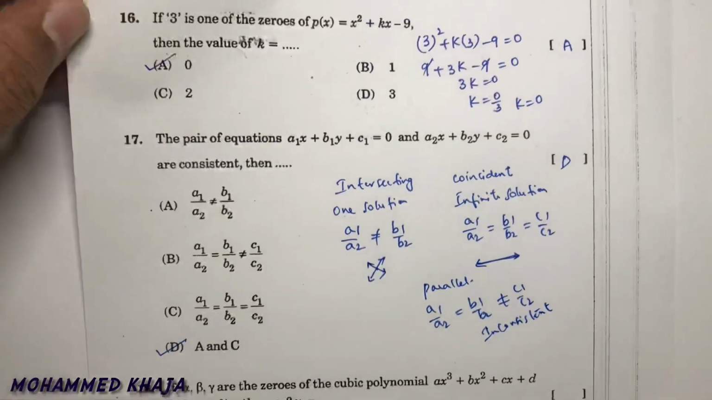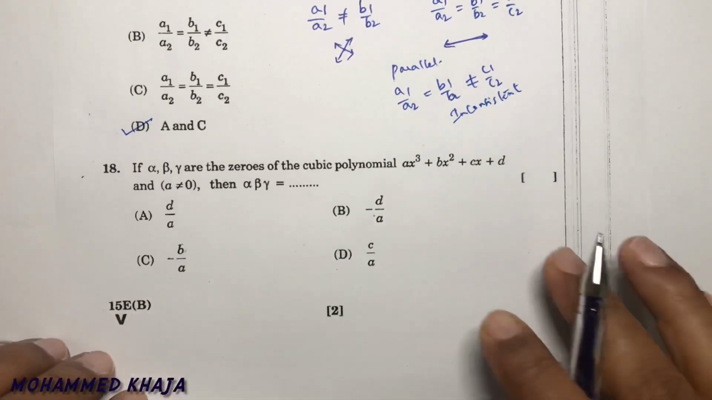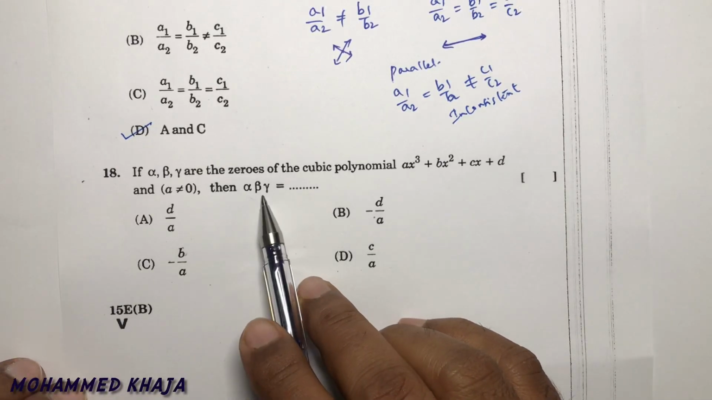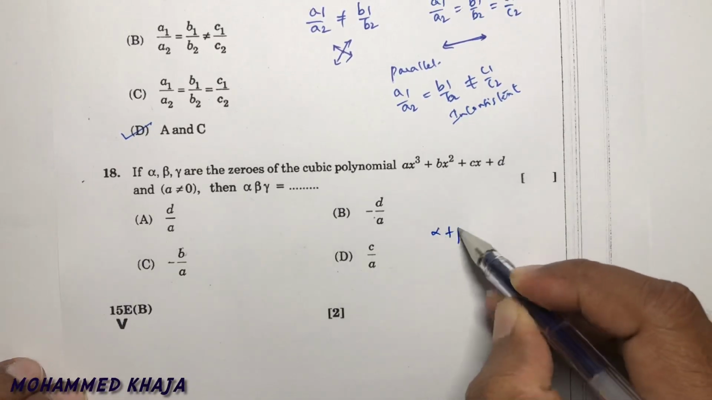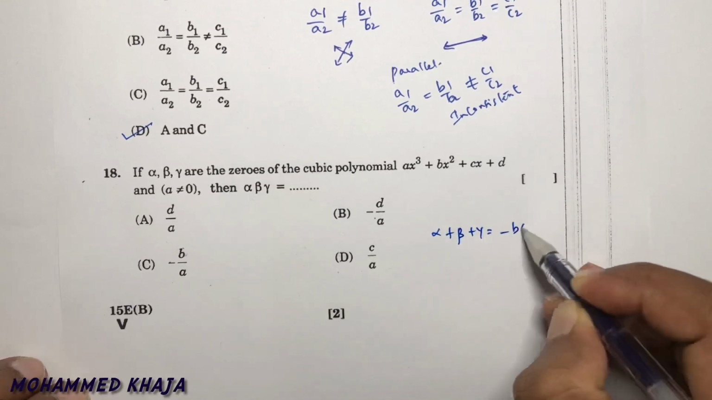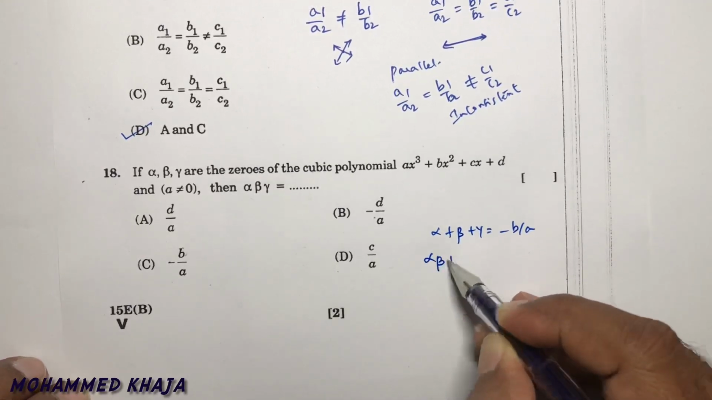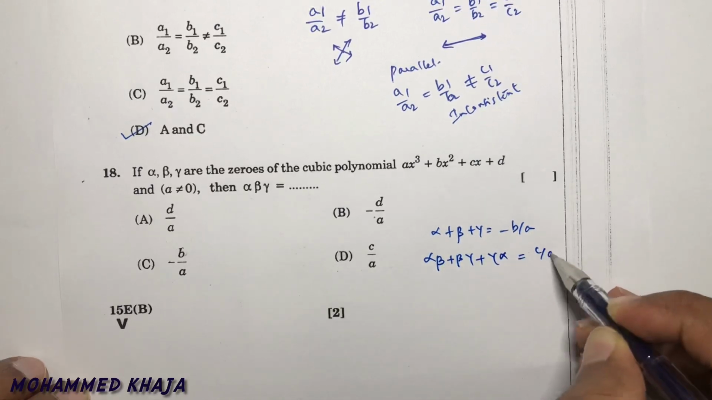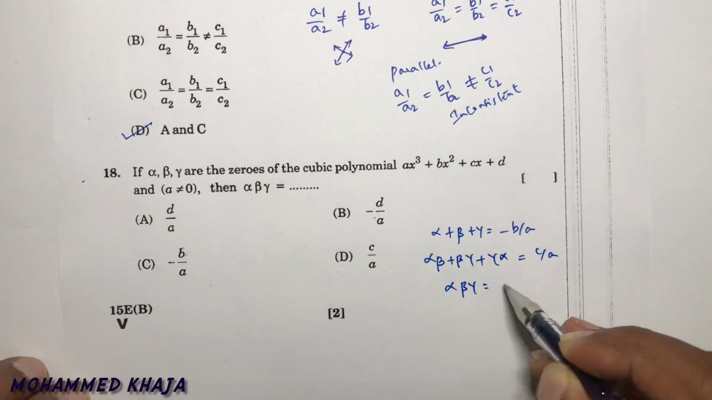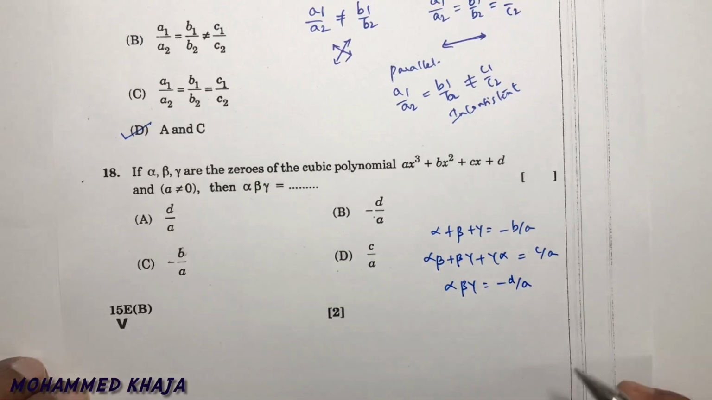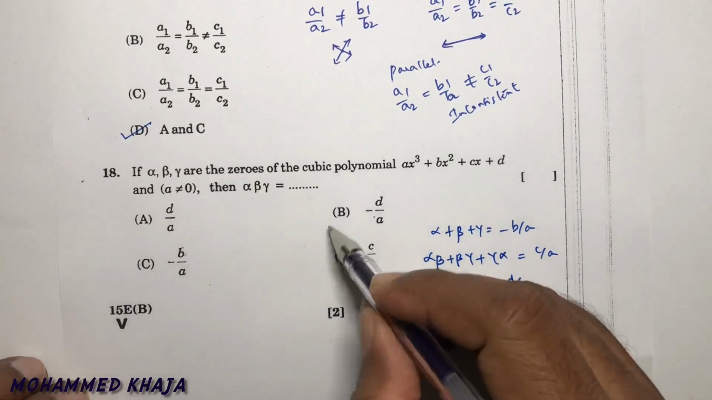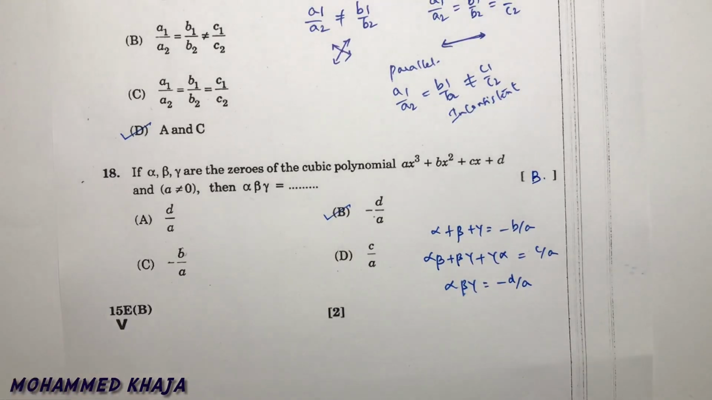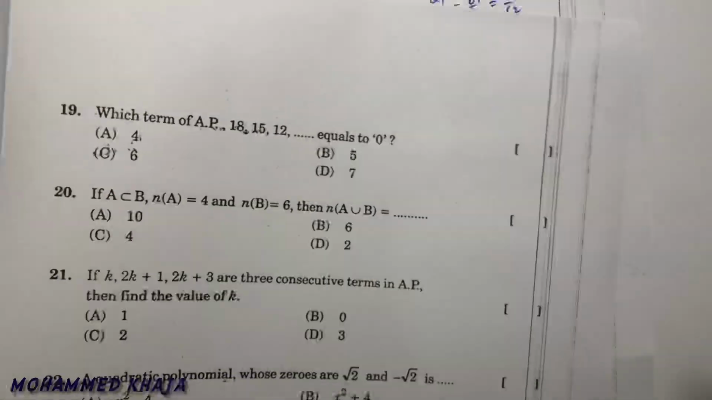Next one. Here it's a standard cubic polynomial, and they are asking for the product of the zeros. See, we have three formulas. Sum of the zeros is minus b by a. Sum of the products taken two zeros at a time is c by a, and product of the zeros is minus d by a. So the correct option is B. Next one, 19th question.